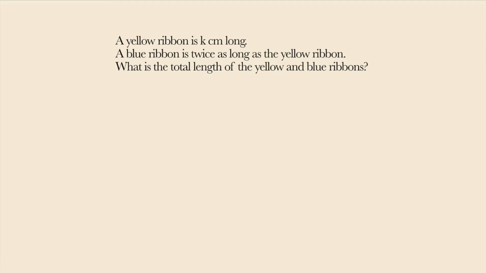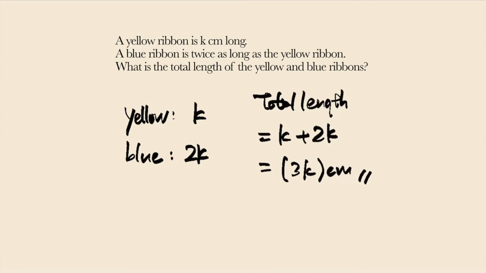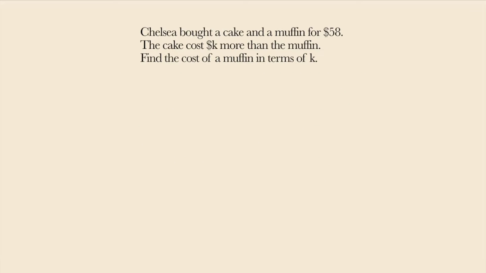Yellow ribbon is K centimeters long. Blue is twice as long as that. Okay, so if K is yellow, 2K would be blue. What is the total length? Just combine them together. That's 3K. Don't forget your units. Put parentheses and centimeters.